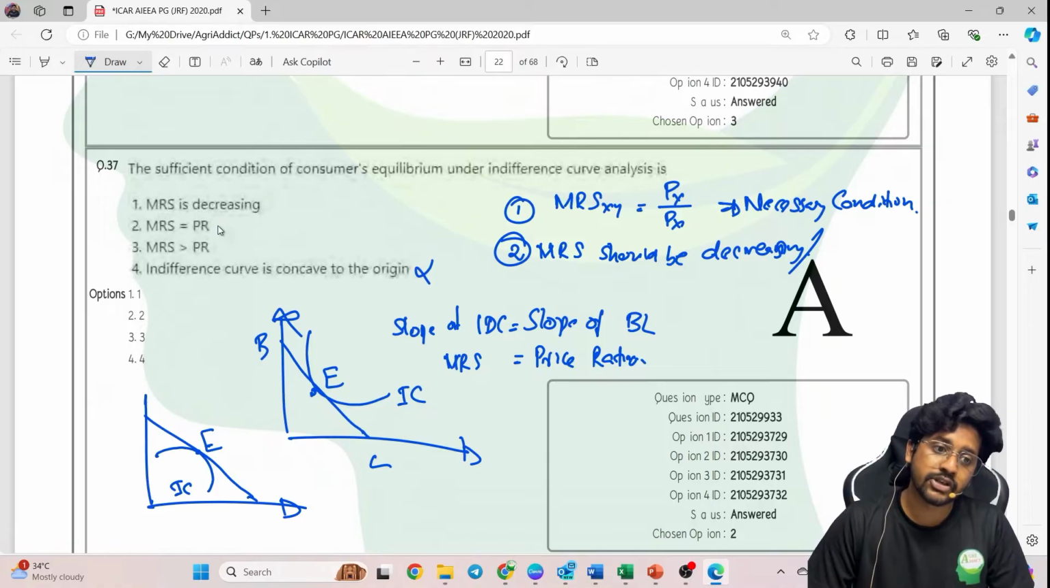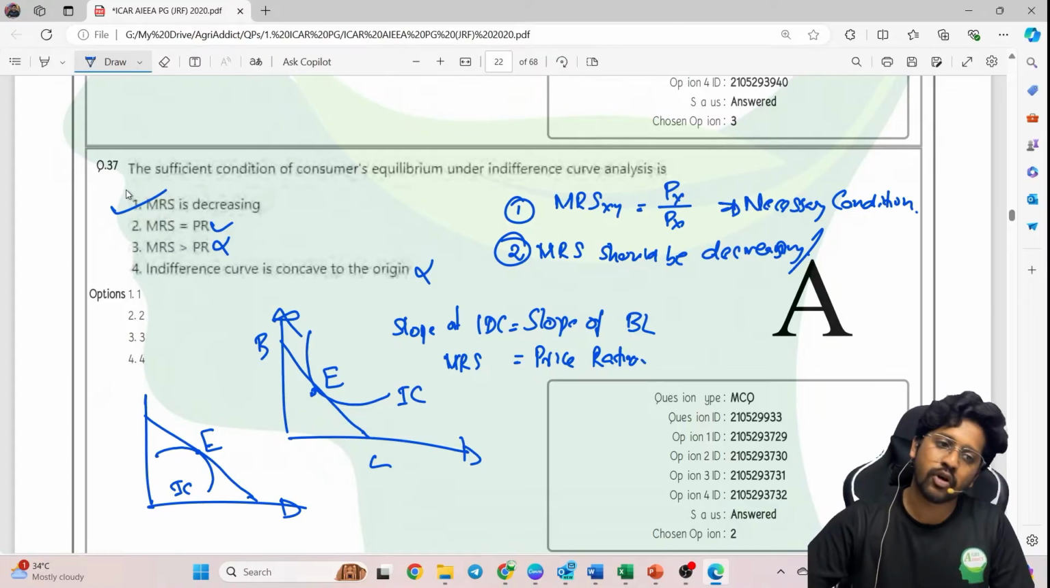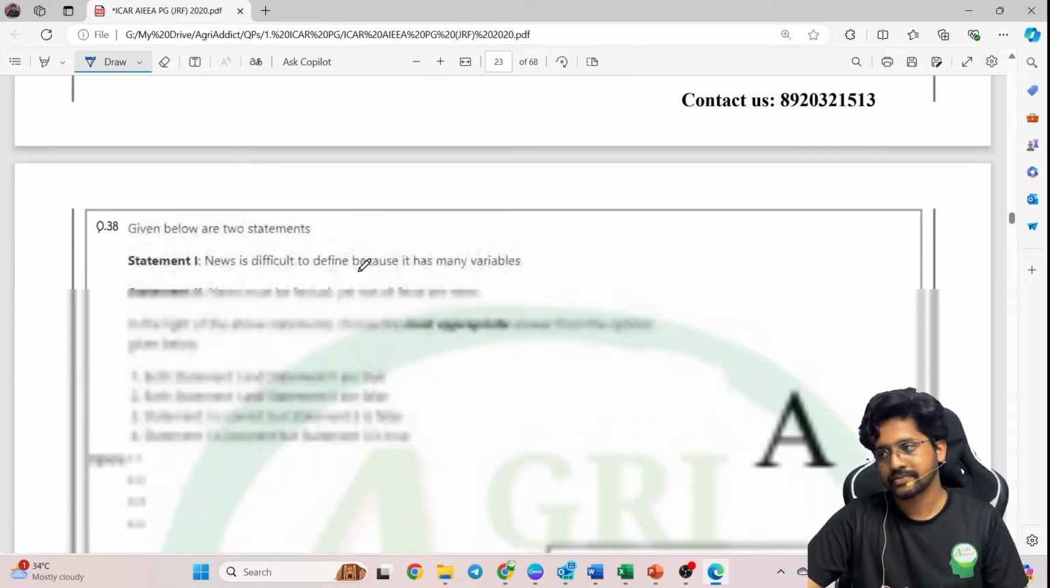Marginal rate of substitution is equal to price ratio. It is actually a necessary condition, not a sufficient condition. The third one can also be eliminated, and the first option, marginal rate of substitution should be decreasing, is the correct answer. So option 1 will be the correct answer.